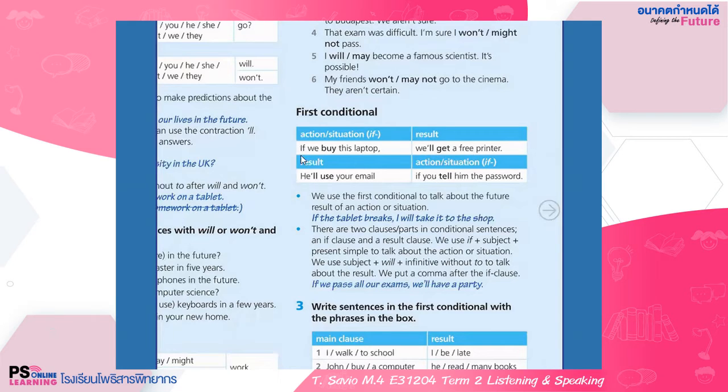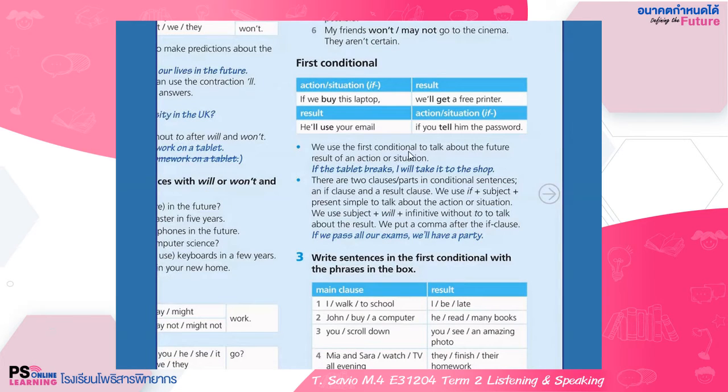Sometimes the result can be put before the action or situation. He'll use your email if you tell him the password. So we use the first conditional to talk about the future result of an action or situation. Example, if the tablet breaks, I will take it to the shop.